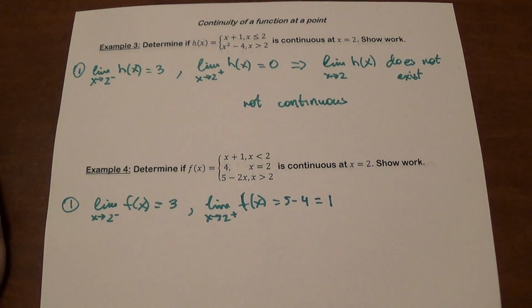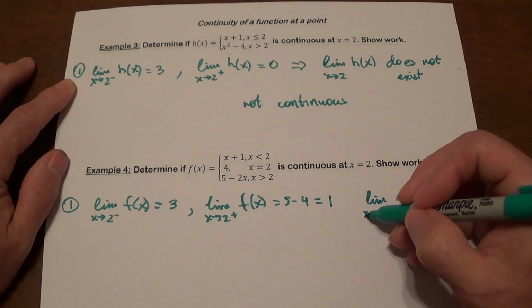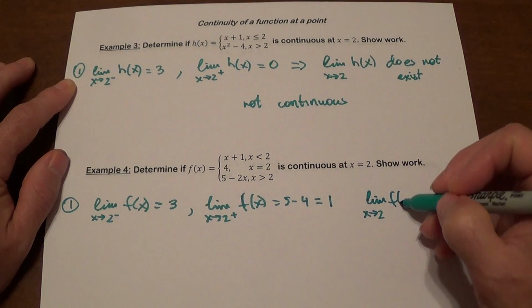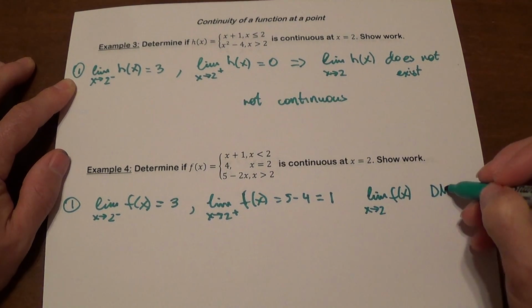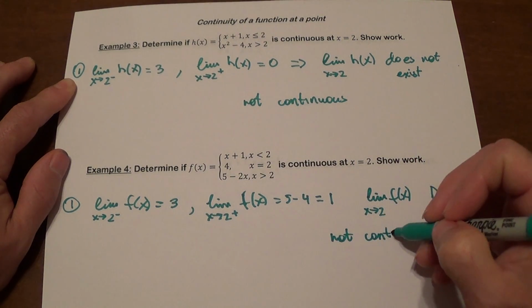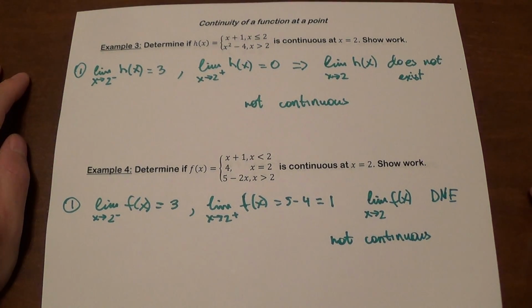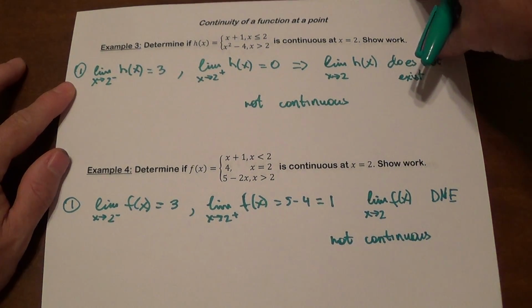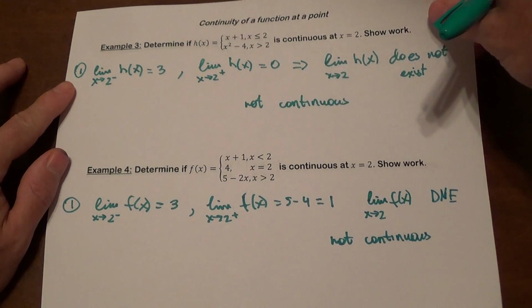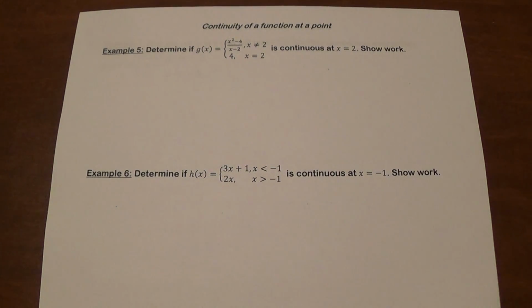So the limits are different. We don't need to check anything else. It's not going to make any difference. So the limit as x approaches 2 of f of x does not exist. So not continuous. Right? But that's not always going to be the case. Most of the time, at least the limit will exist. So let's take a look at this problem. So example 5.